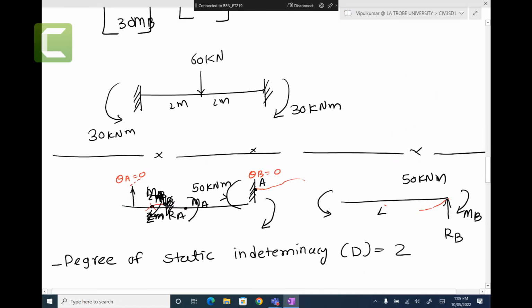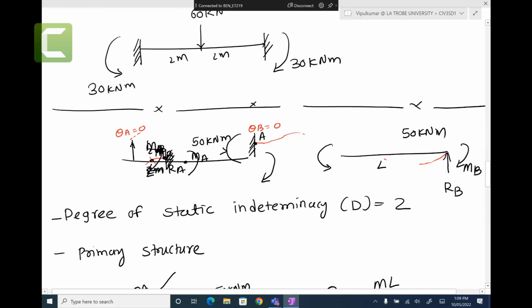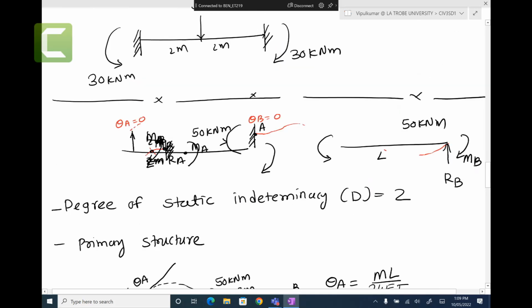Now the questions get complicated here. Complicated here meaning, I think this one is not complicated, meaning that if you have a structure like this, and if you have a 50 kilonewton meters, then I keep it the same directions.